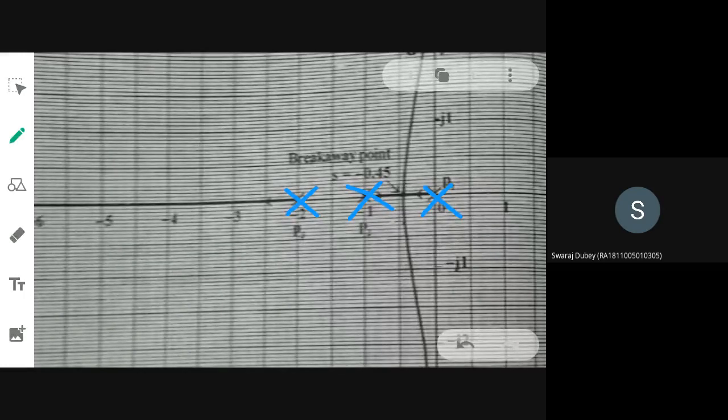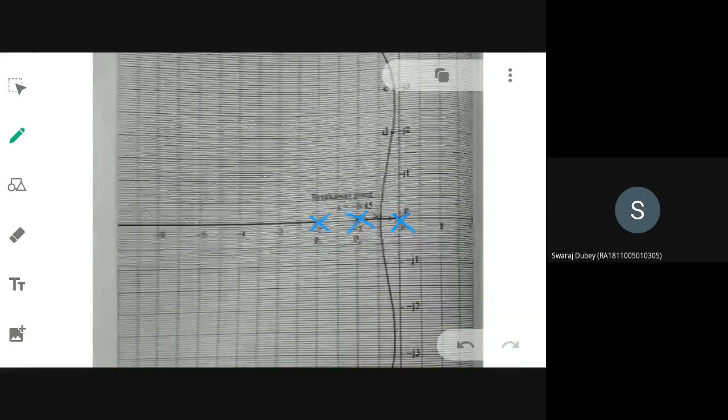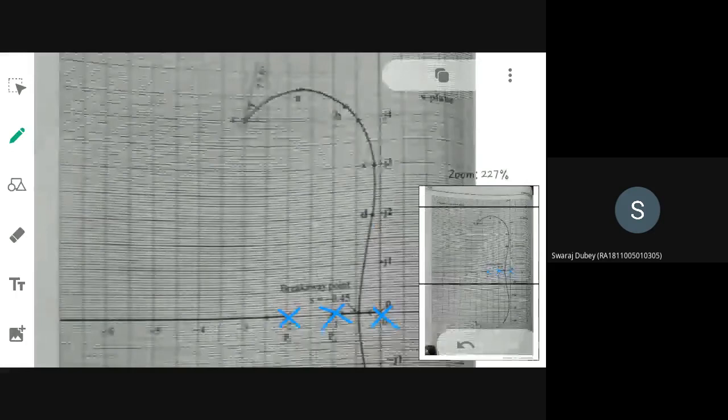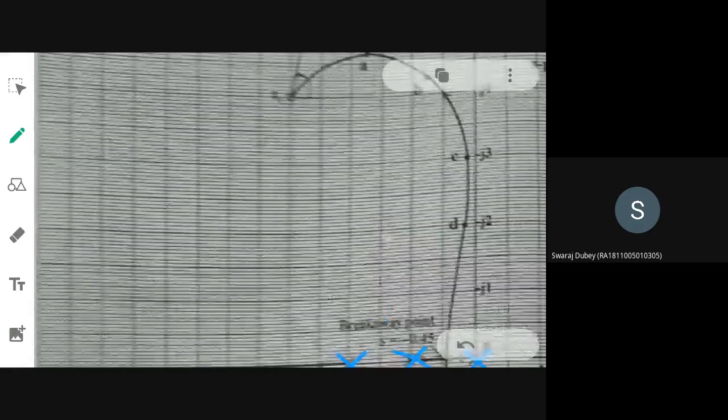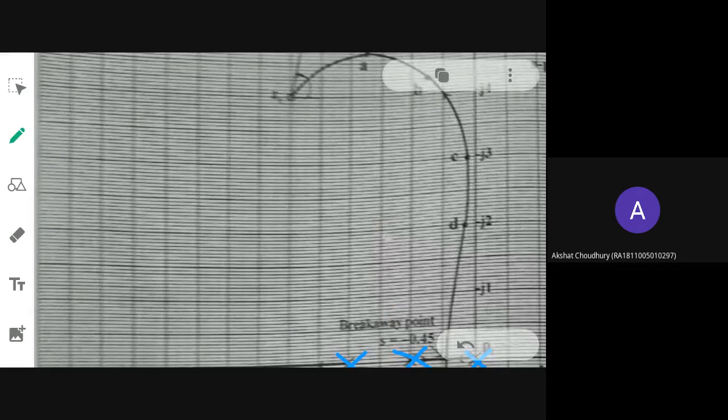Yes, 0, -1, -2. What are the zeros? Complex zeros you are having or not? What is the complex zero? -3 minus J4, -3 plus J4. You can see a circle symbol is there or not? Yes, ma'am. Like that you have to locate.